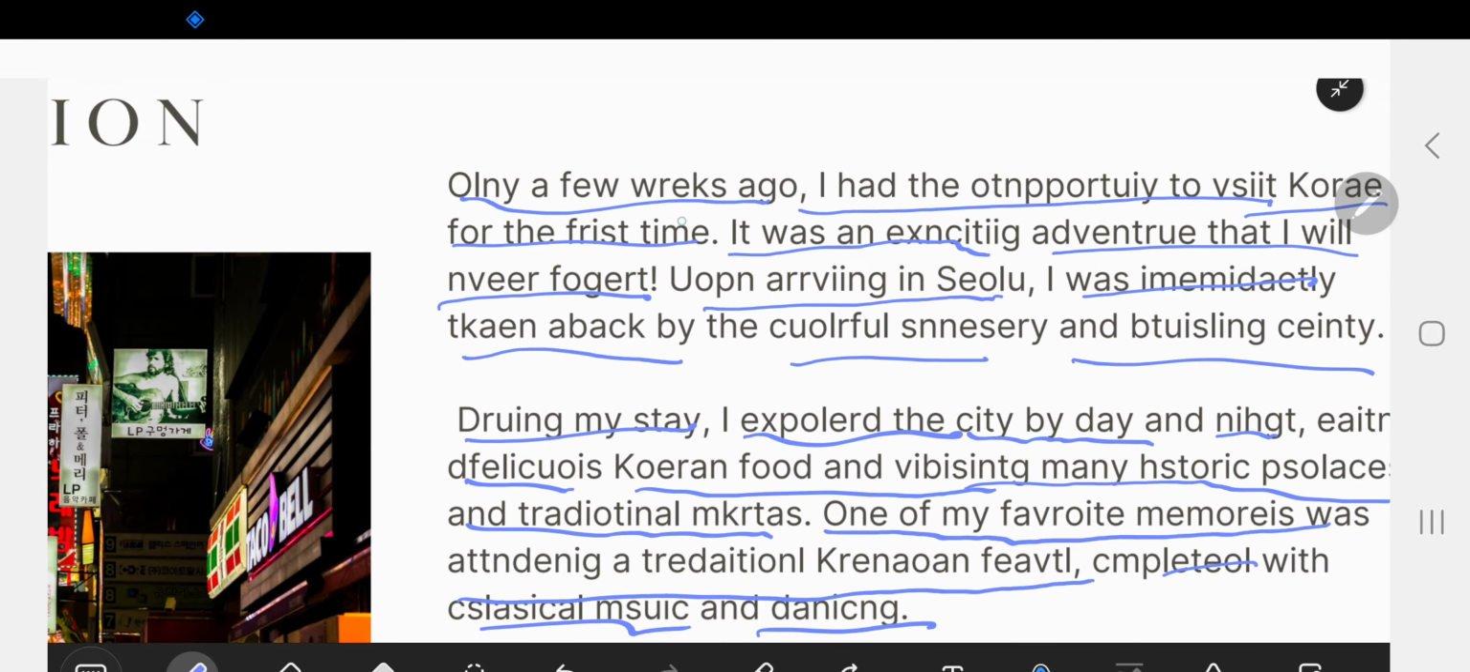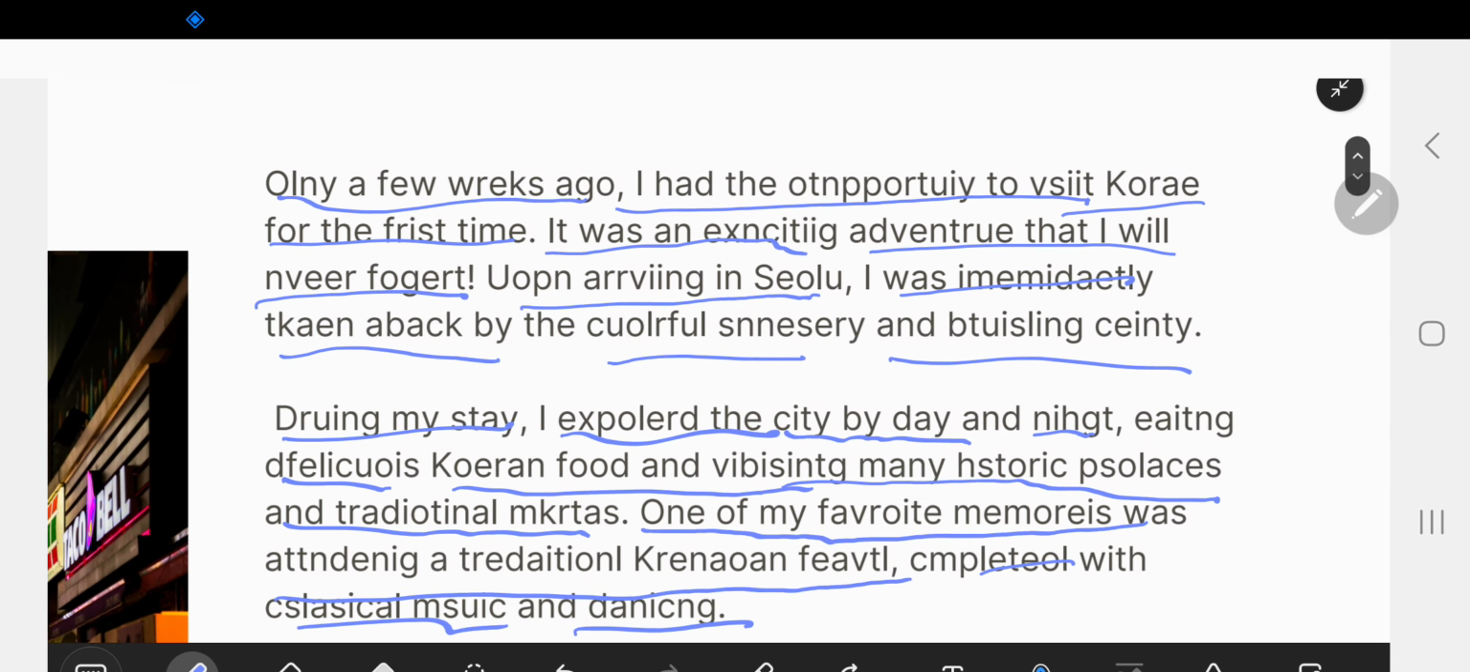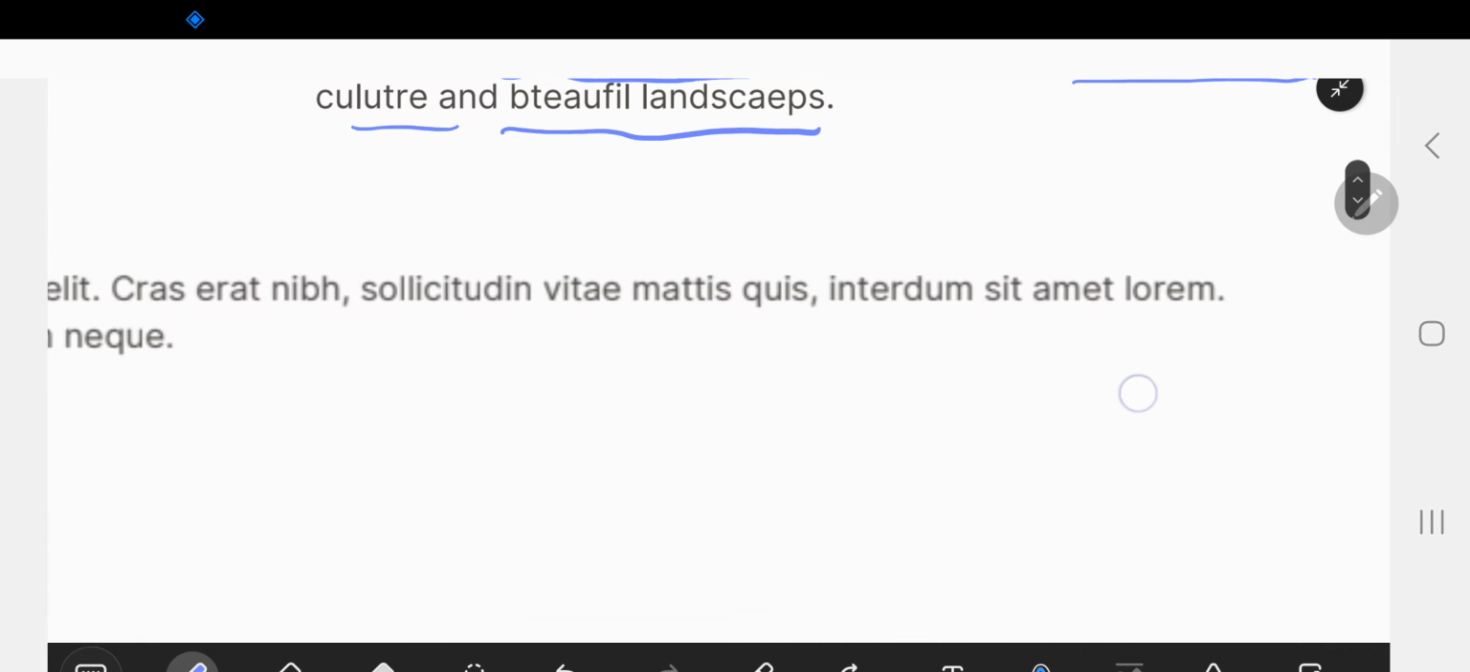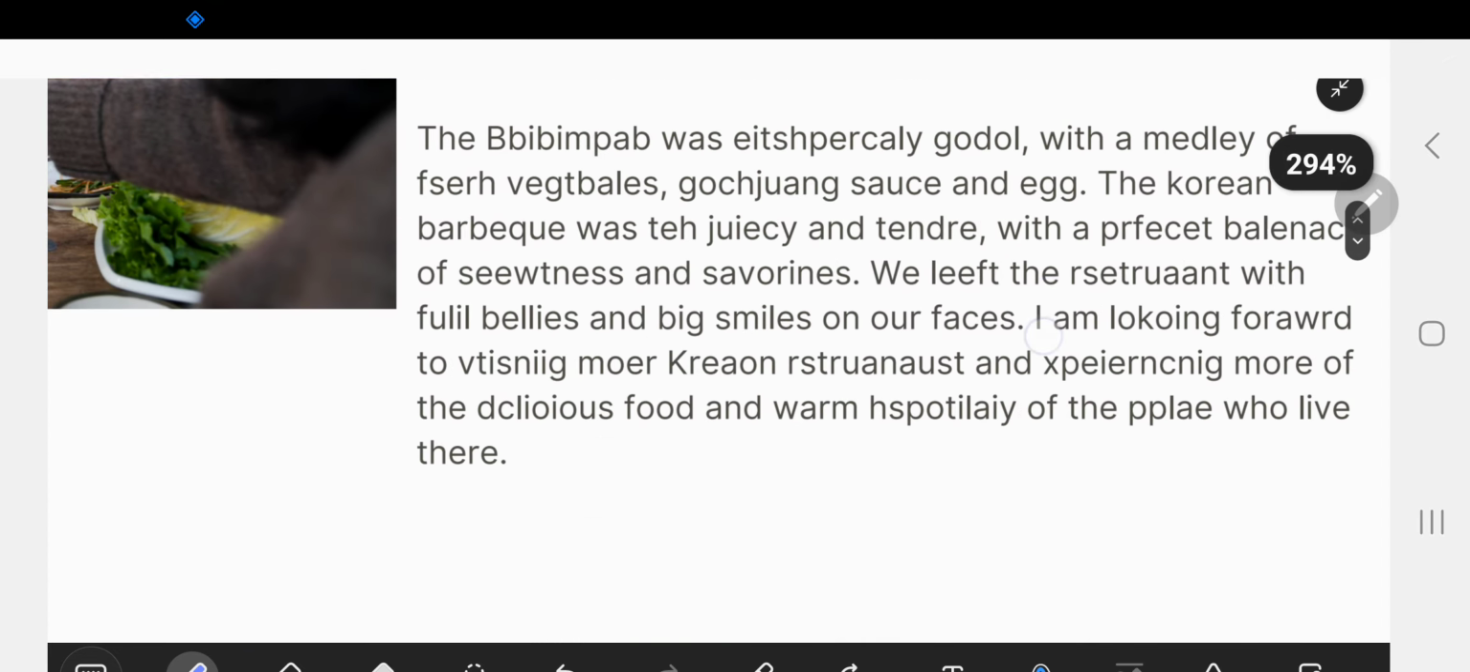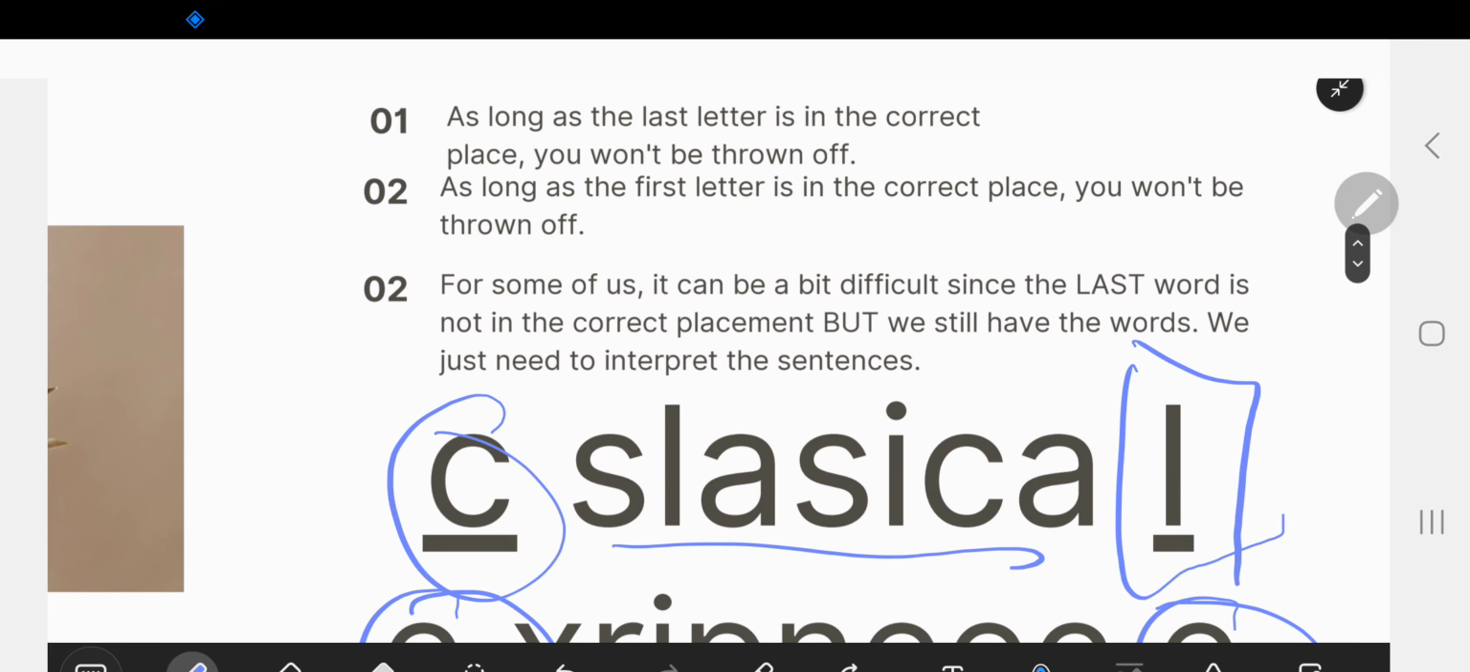Upon arriving a few weeks ago, right? Does weeks have an R in there? No. And opportunity, and so on. Visit Korea for the first time, exciting adventure, and so on. So sometimes you don't even need the letters to recognize it. And that is exactly how we should be reading Korean.